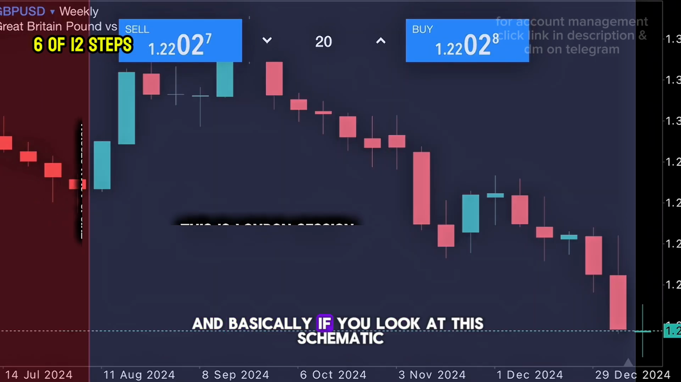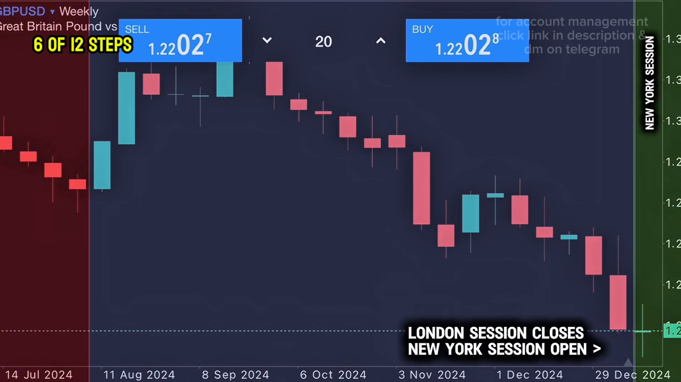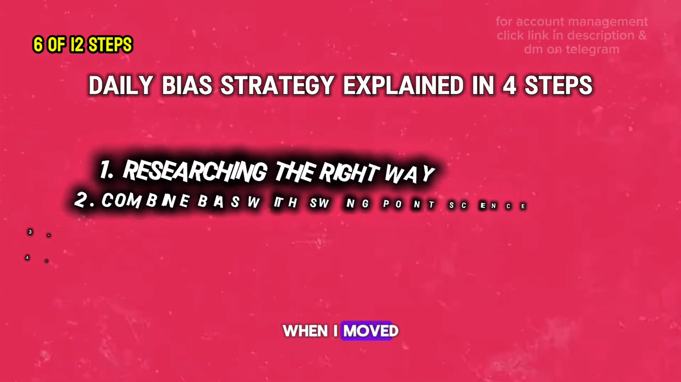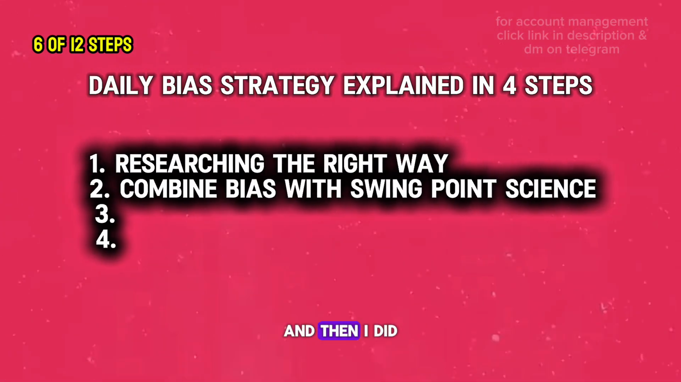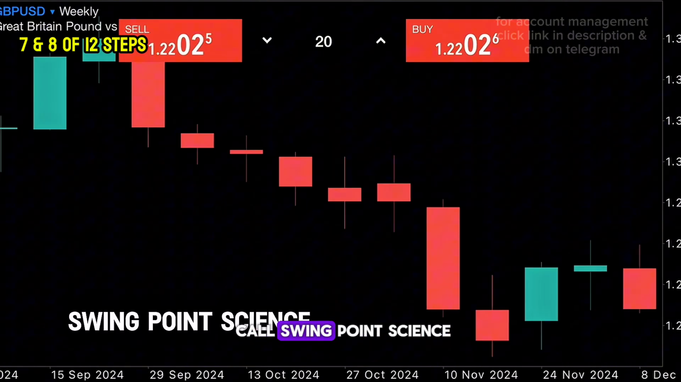Basically, if you look at this schematic, you see that before the London session closed or the New York session open, the candle was giving us bearish sentiment, and that was when I moved to the next point. And then I did something different for the high rate, which is what we call swing point science.